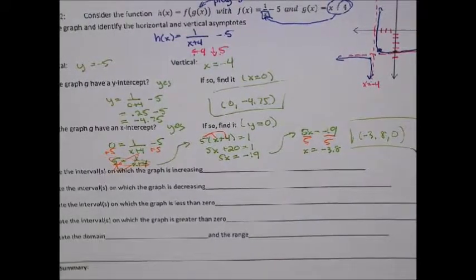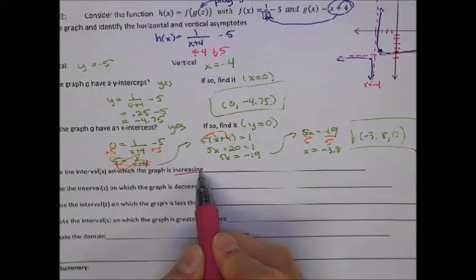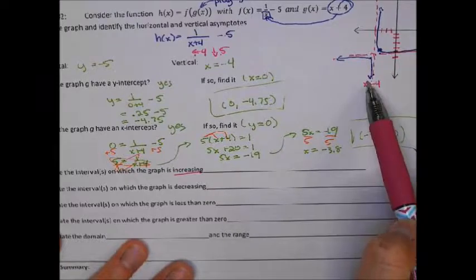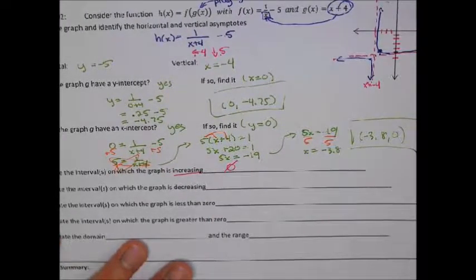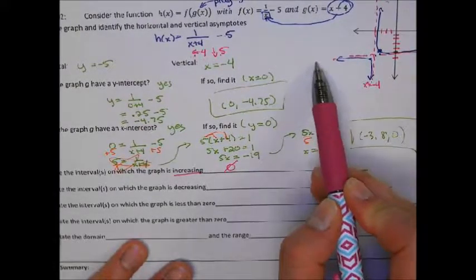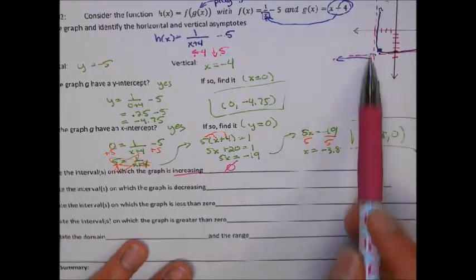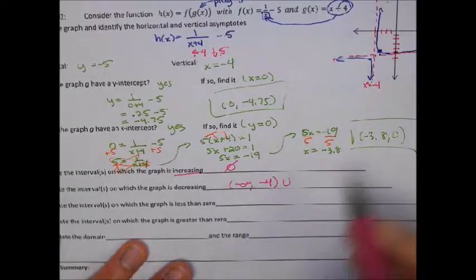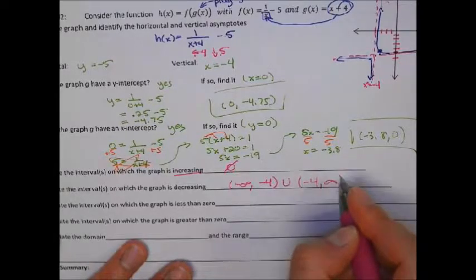All right, so let's look at these questions. Where are we increasing? So that's, am I climbing up a mountain? This blue piece is going down, this piece is going down, so we're not increasing. Where am I decreasing? Well, they're all decreasing. So we're going from x is negative infinity. Where do I stop at? I stop at negative 4. And then this picks back up at negative 4 and goes to infinity.